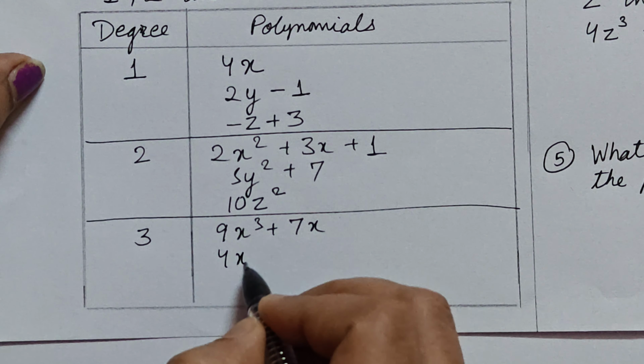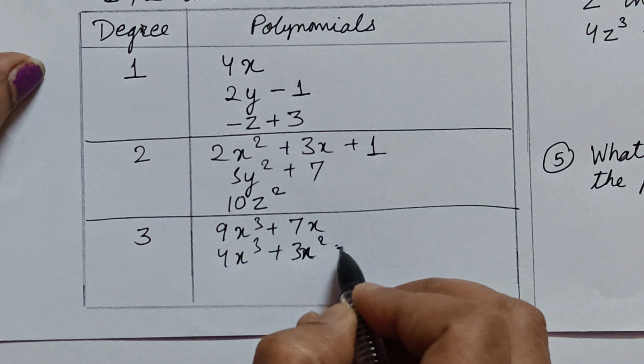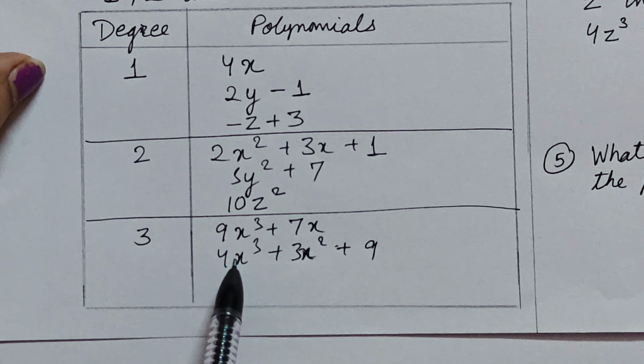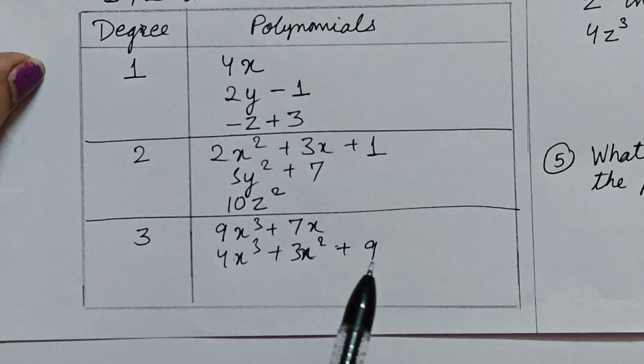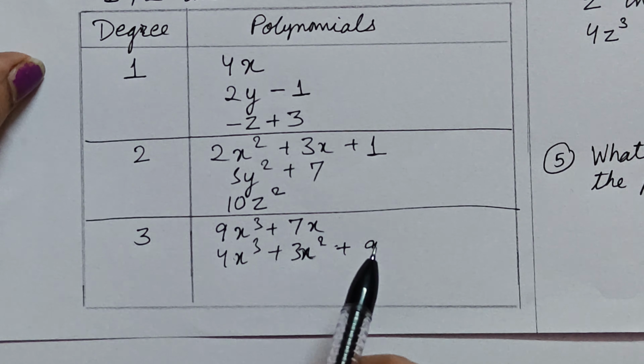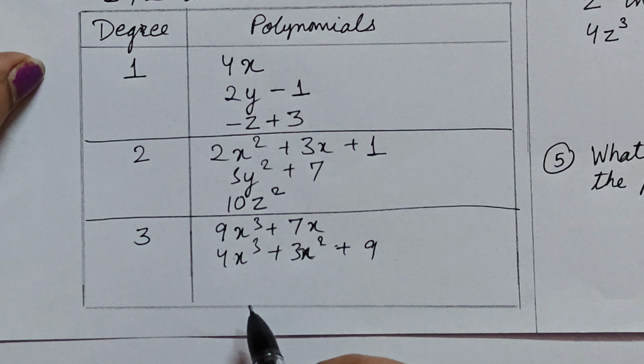Then 4x cube plus 3x square, then plus 9. Here you can see the power is 3, here the power is 2, here no power, that means the power is 0. 3, 2, 0, the highest is 3, so the degree of this polynomial is 3.